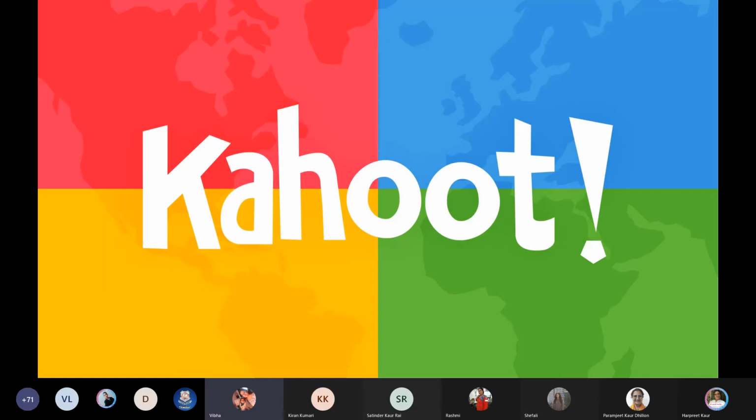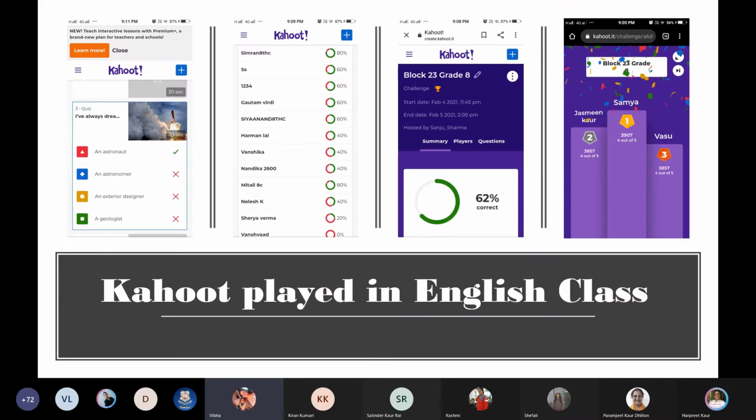Then comes Kahoot. Kahoot is, we can say, our very own, or rather all tools are our very own, but this is very own because we are using it from the beginning of our remote learning. So this tool was used in the English class, and Miss Tinder Kaur ma'am took her test with the help of Kahoot, and here are the responses, and we can see the positions also. Samya got first, Jasreen second, Vasu third. This depends on the speed of the students, how fast they give the response.